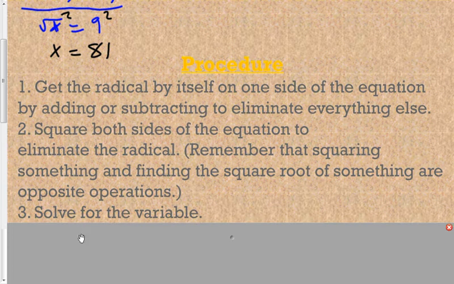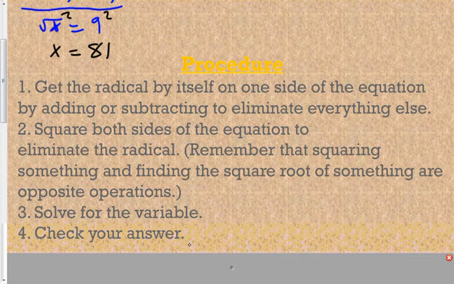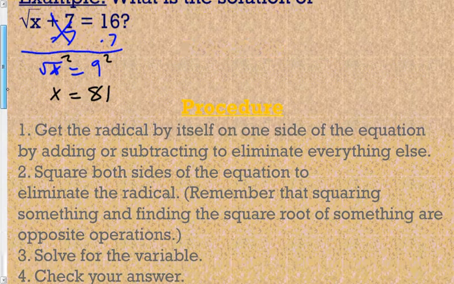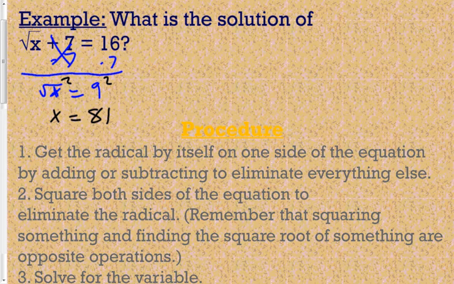Now, if there's something else on the inside, we'd also have to solve it using those last steps once you get rid of the radical. But in this case, the x is just by itself now, and we want to check. So let's plug it back in to check. Checking is really important with these radical ones.